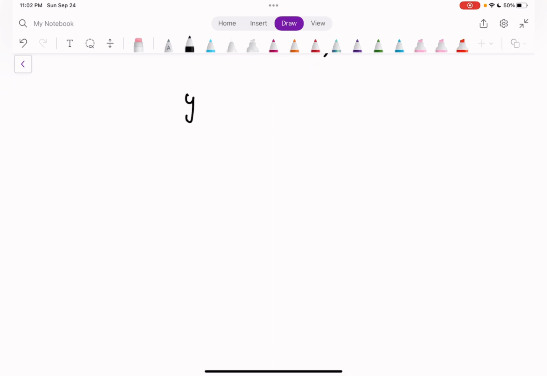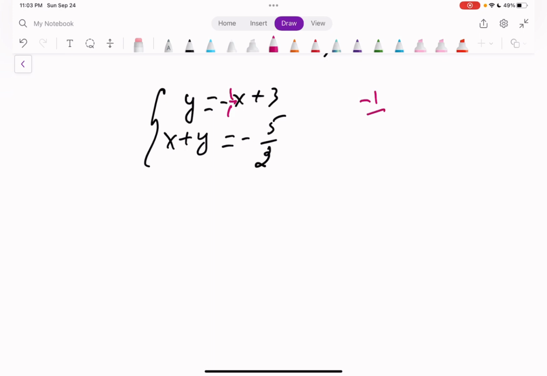So y is equal to negative x plus 3, and the second one, x plus y is equal to negative 5 over 2. Okay, this is not difficult. The first one will be easy. So we have here what? If I build based on slope and intercept, the slope here is going to be negative 1 over 1, right? I can take it either negative 1 over 1 or 1 over negative 1.